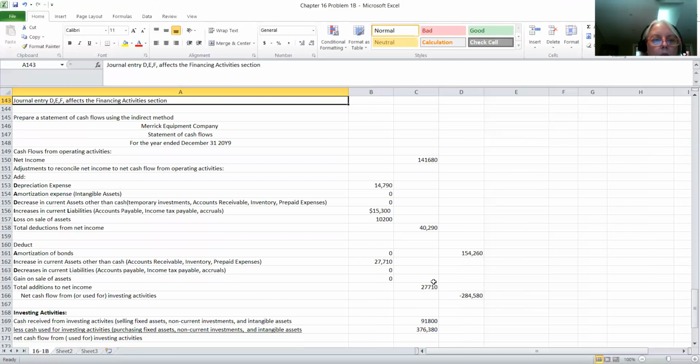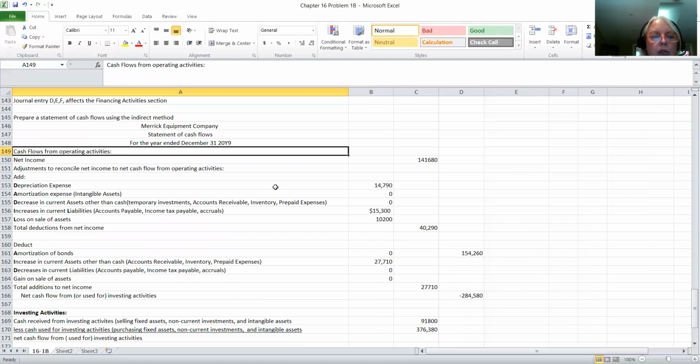So in the next part, what I've actually done is I've done what you were supposed to do to start with. You were supposed to prepare a statement of cash flows for the year ended December 31st, 2009. So I'm going to start always with my cash flow from my operating activities. I'm going to start in the indirect method with my amount of net income. This net income would come from your income statement.